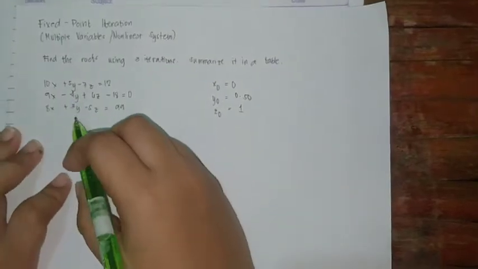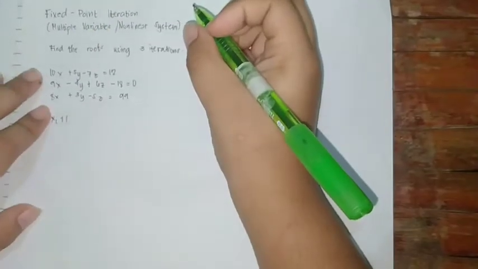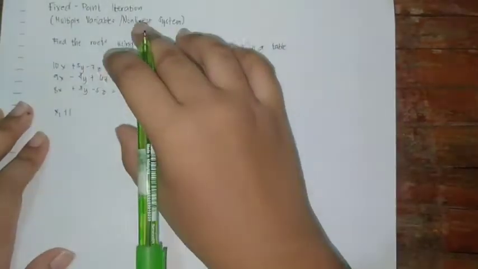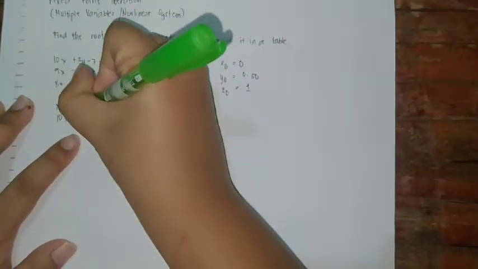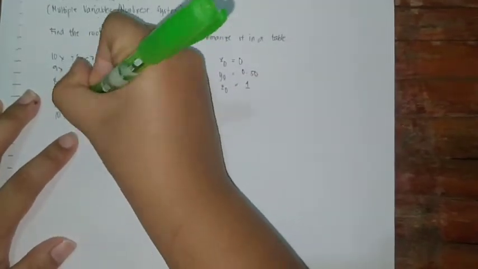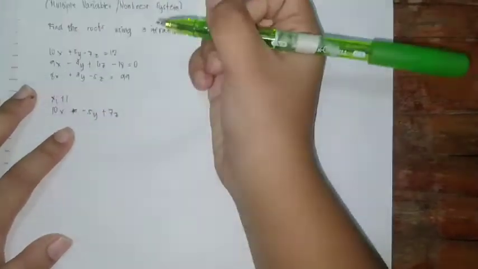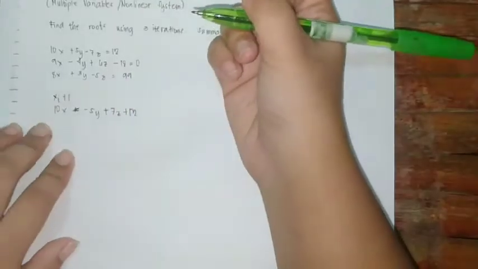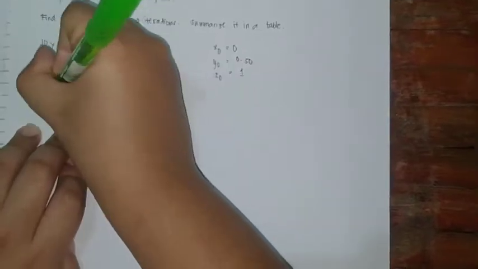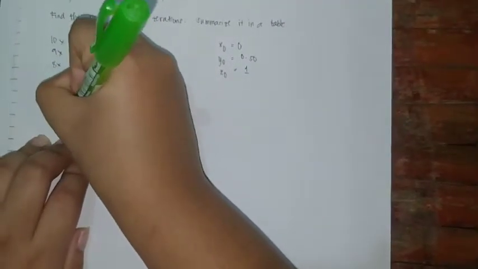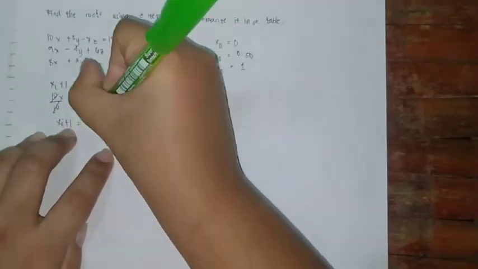So for the first equation, we're going to use x sub i plus 1, in which we're going to transpose all the non-x variables to the left side. So we have 10x is equal to negative 5y plus 7z plus 12. And then divide both sides by 10. So we have x sub i plus 1 is equal to negative 5y plus 7z plus 12 over 10.